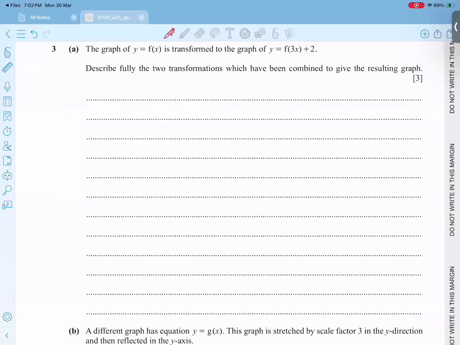Question number 3 we have. The graph of f(x) is transformed to the graph shown, and describe fully the two transformations which have been combined to give the resulting graph. So f(x) is the parent function, and this is the child. Before I start, first of all, what is outside the function? The outside of the function is called translation. Translation by (0, 2), because it is 2 units upwards outside. And this is the first part done.